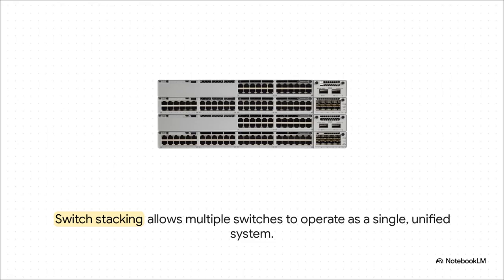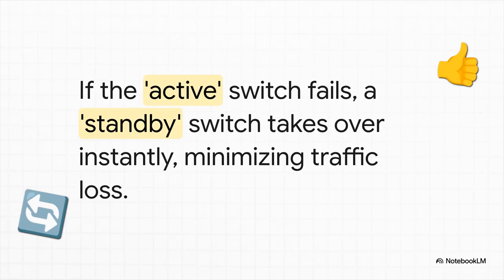Multiple switches, one brain. You take a whole stack of physical switches and make them act like one single unified system. It's a brilliant way to simplify management and, more importantly, create a seriously redundant setup. So how does it work? Well, if that primary active switch in the stack fails, a standby switch takes over almost instantly. And the magic that makes this happen are technologies like Cisco's StackWise and Stateful Switchover. They make the whole failover process so fast, it's practically seamless.